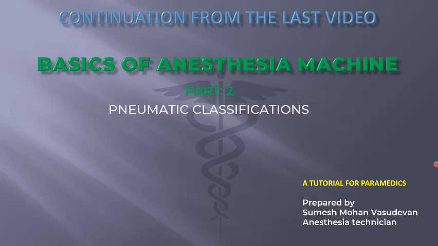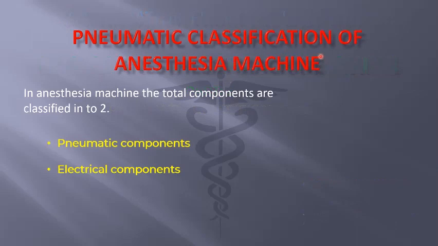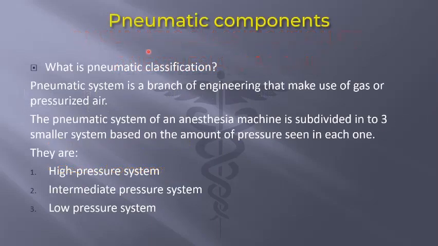So, we are starting today's topic, pneumatic classification of anesthesia machine. In the anesthesia machine, the total components are classified into two: pneumatic and electrical components. Pneumatic components are the parts of the anesthesia machine which work under the influence of pressurized gas, and the electrical components are the parts which work under the influence of electric energy.